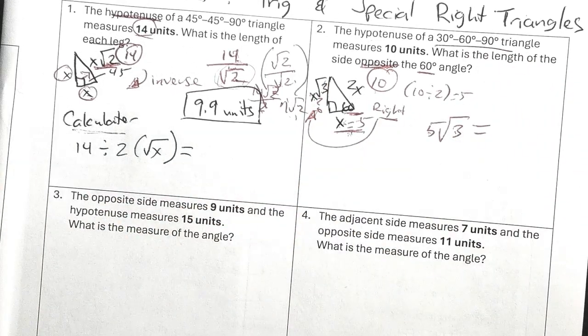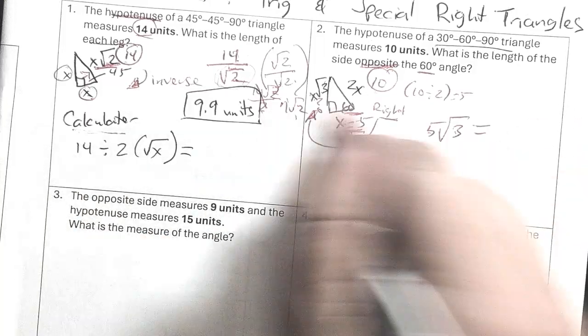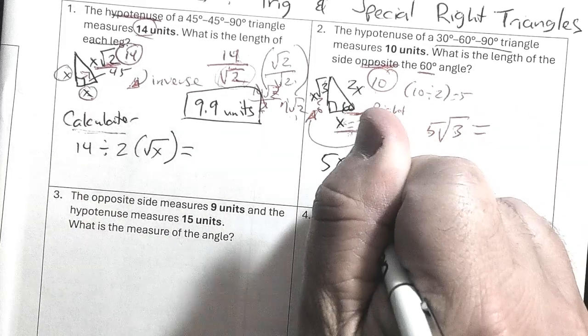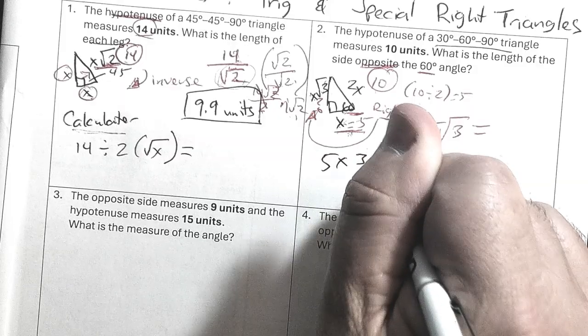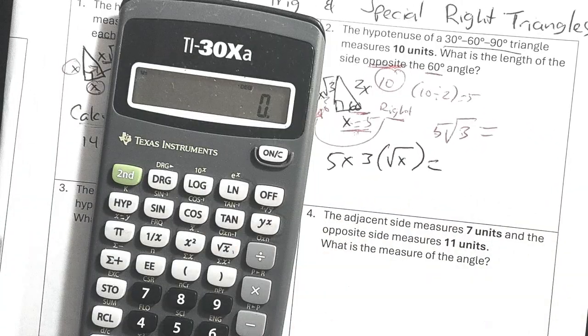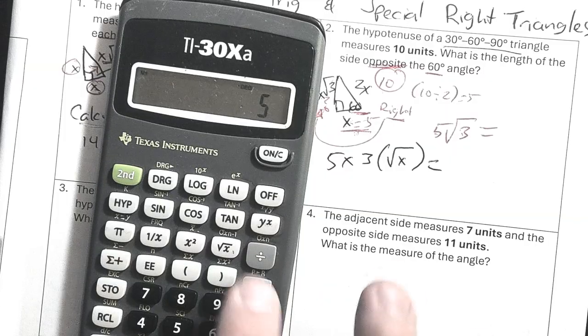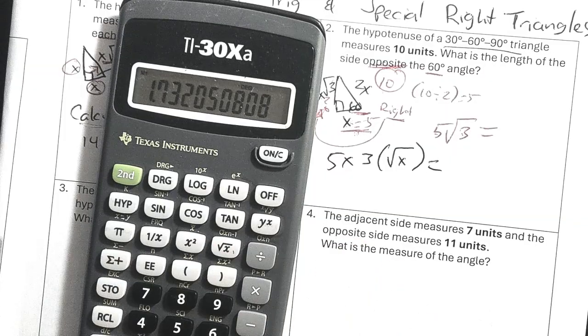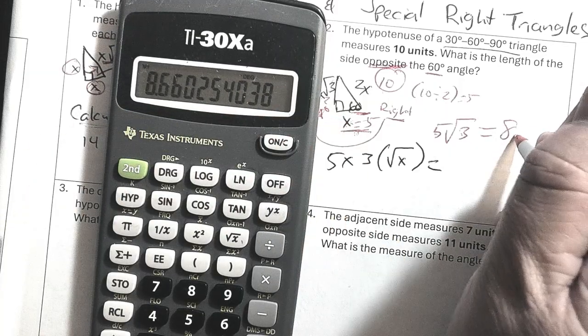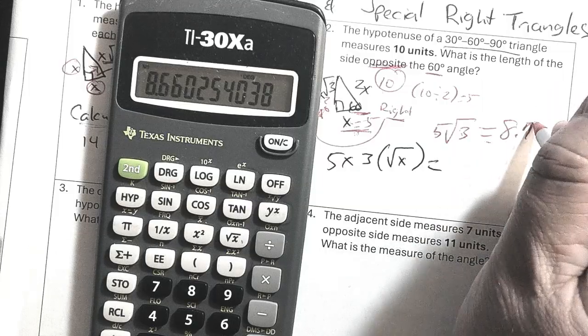So on the calculator, I'm not going to write calculator again, but it's 5 times. This time it's 3, because it's the square root of 3, and then you hit that square root button, and then equals. So 5 times 3, square root button. The square root of 3 is 1.73. Pretty sure I said that earlier. So 8.66, we're going to round that up to 8.7.